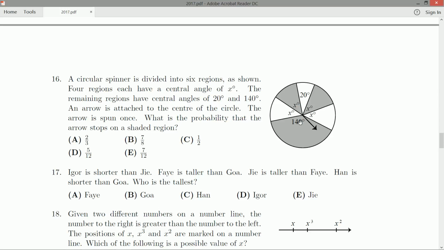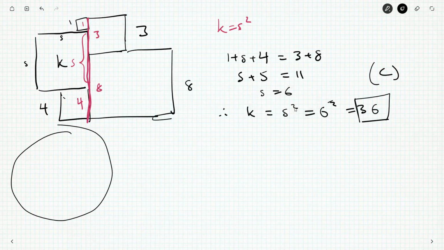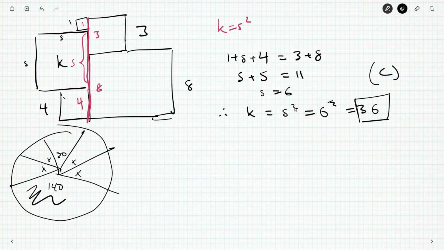Okay, so the probability that the arrow stops on the shaded region, well, how do we calculate probability? The total of the shaded regions divided by the total area, yeah, we can do that, but with the angles there is actually a much faster way to do this. So if we just copy this very briefly, x, 20, 140, and this is shaded, and this is shaded, and this is shaded.